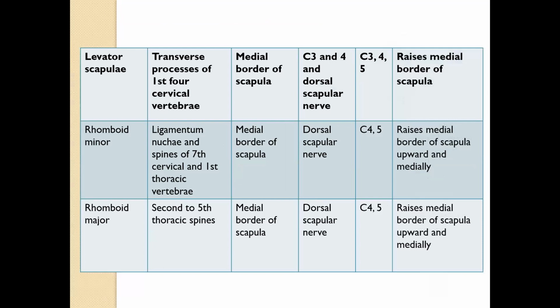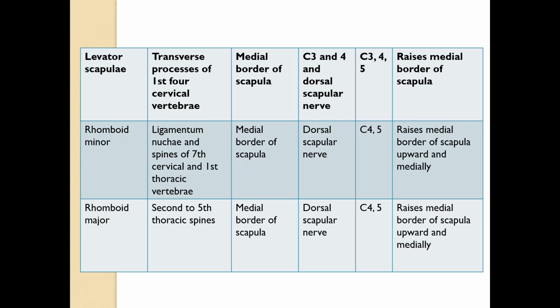The levator scapulae muscle arises from the transverse processes of the first 4 cervical vertebrae and is inserted into the medial border of the scapula. So it is supplied by the dorsal scapular nerve and raises the medial border of the scapula. The rhomboid minor originates from the ligamentum nuchae and the spines of the 7th cervical and 1st thoracic vertebra and is inserted into the medial border of the scapula. Supplied by the dorsal scapular nerve and acts by raising the medial border of the scapula upward and medially.